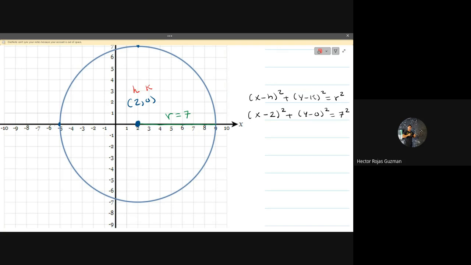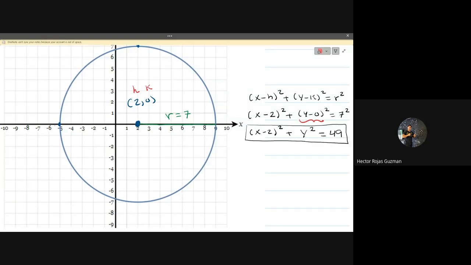Oh, the video is kind of laggy. Hopefully it looks better for you guys when you see it. Well, this is technically my equation, but you should simplify it a little bit. (x minus 2) squared. This minus 0 piece, you can ignore the minus 0. You can just write it as y squared. So y squared equals 7 squared, which is 49. That's the equation of the circle.